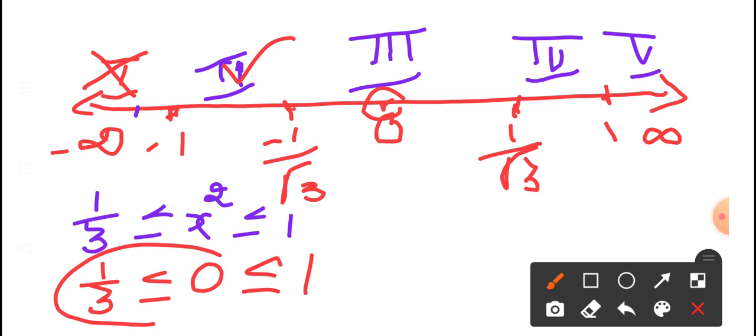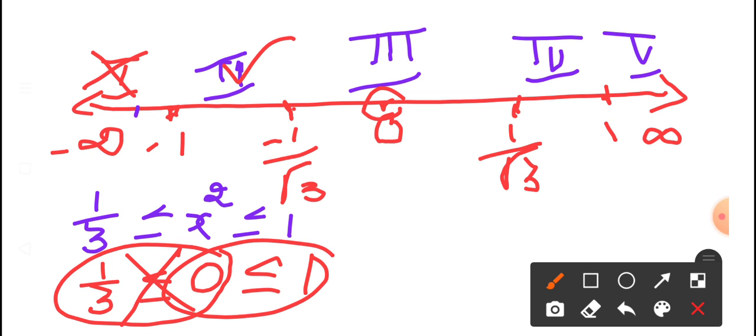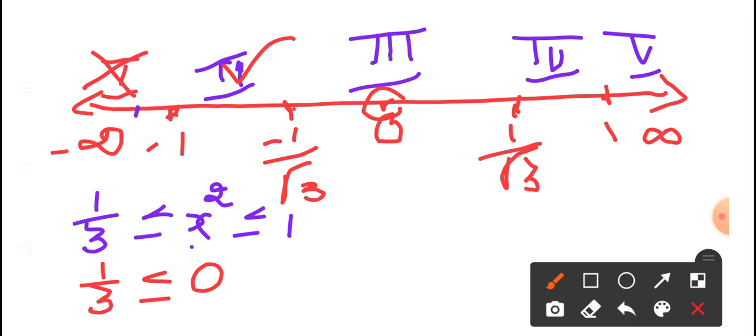Is 1/3 ≤ 0 possible or not? Right or wrong? This is wrong. And 0 ≤ 1 is right. But 1/3 ≤ 0 is not true. So the third interval is not possible. We do not select the third interval.